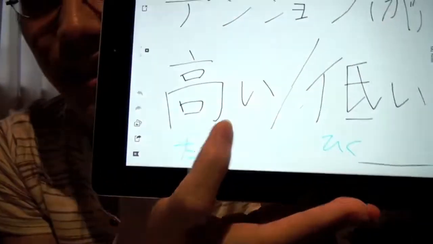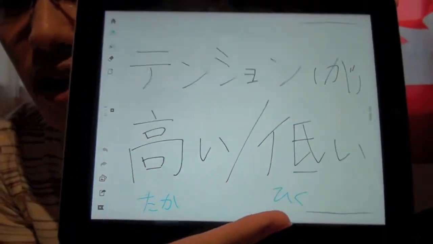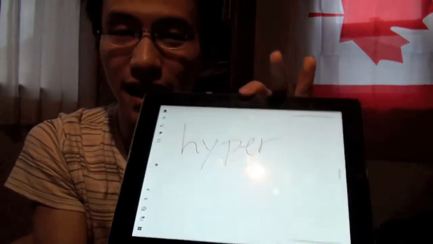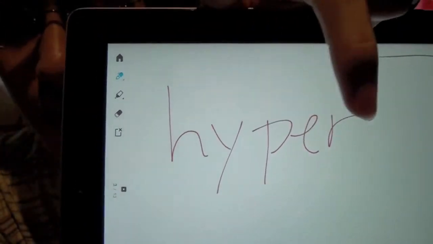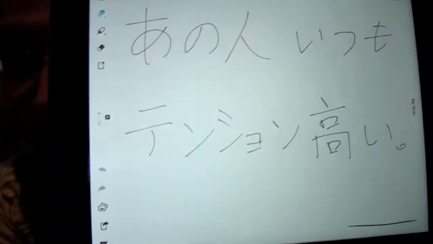Takai means high or tall, hikui means low. So I guess you can guess what tension means in Japanese by now, but it's used like hyper. So tension in Japanese would be what hyper is in English. So how you use tension in Japanese in an example sentence is like this.